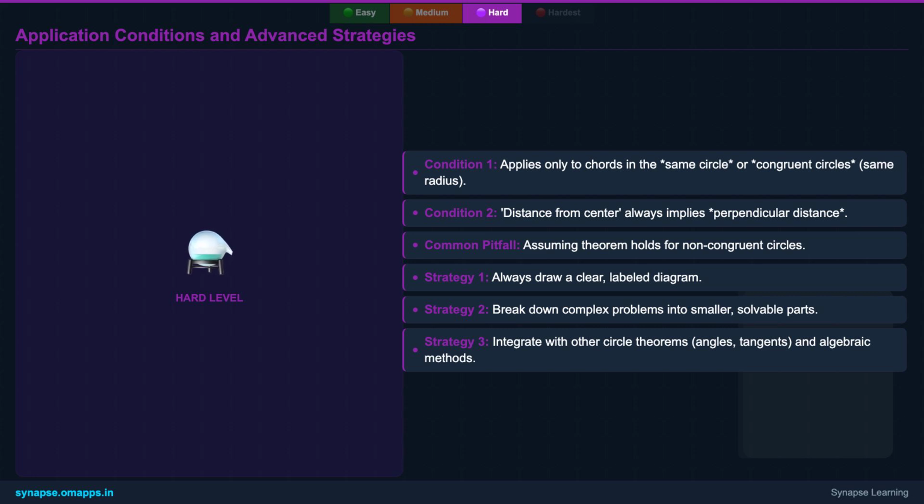Many complex problems combine this theorem with other circle properties, like angles subtended by chords or tangent properties. So, when solving, draw, identify what's given, break down the problem, and look for connections to other theorems. An algebraic approach can often simplify calculations.